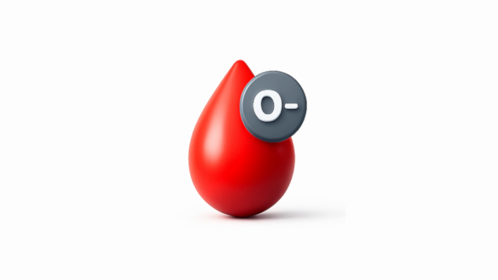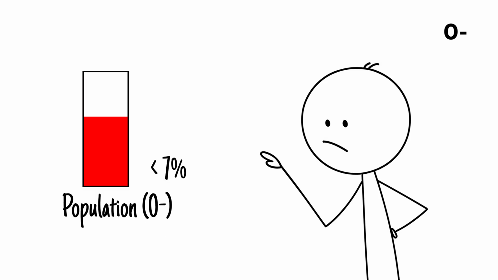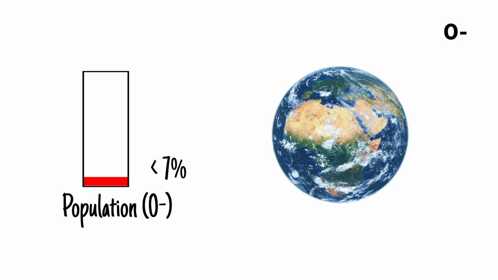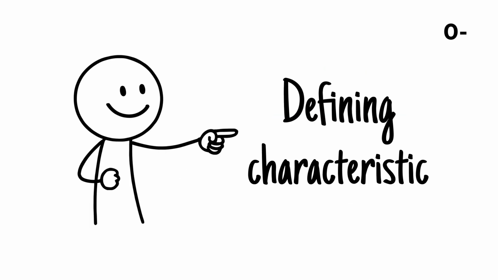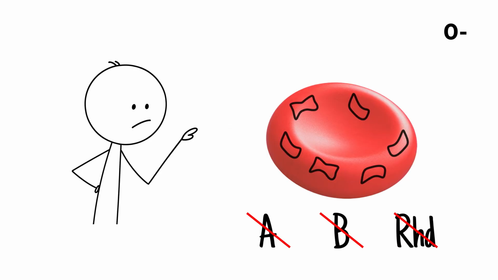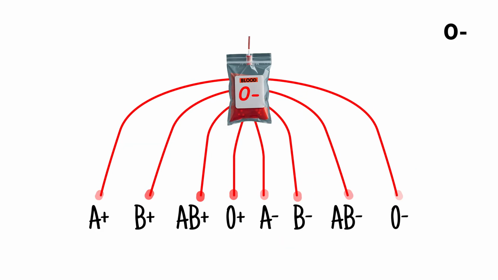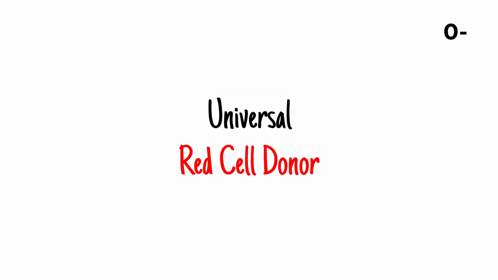O negative. O negative is one of the most vital and medically significant blood types, even though it's carried by less than 7% of the global population. Its defining characteristic is the complete absence of A, B, and RhD antigens on red blood cells. Because of this unique feature, O negative can be safely transfused into anyone, regardless of their blood group, earning it the title of universal red cell donor.